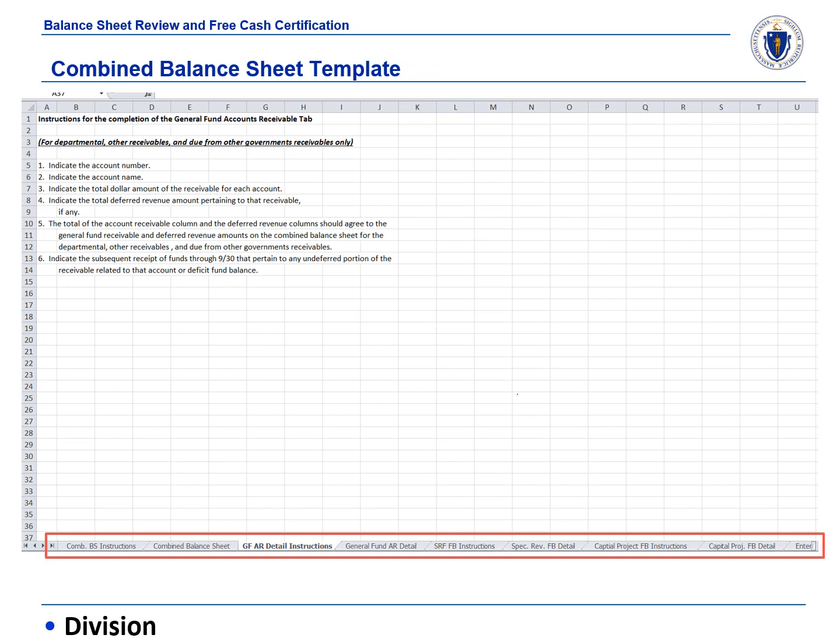The combined balance sheet template must be completed by the accountant or auditor of the city or town. There are several tabs in the workbook in addition to the combined balance sheet, such as tabs for the fund balance detail for each fund and the undesignated fund balance roll forward. The Bureau has provided an instruction tab for each of the workbook tabs. It is important to read all of these instructions.